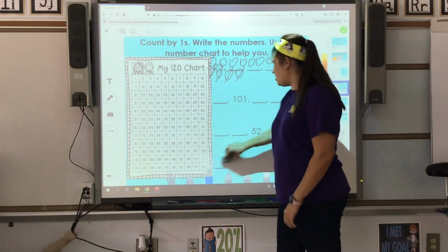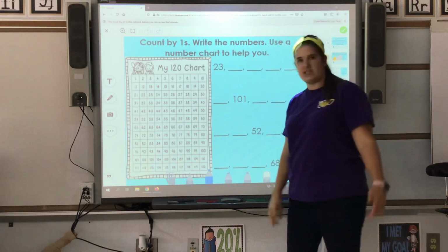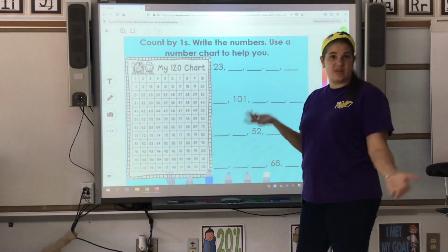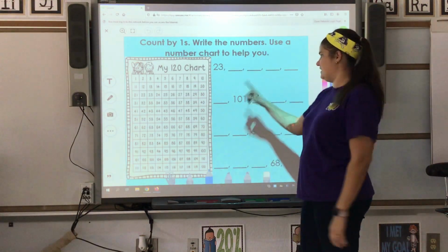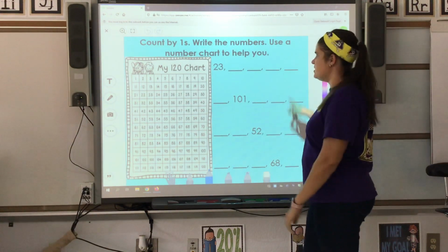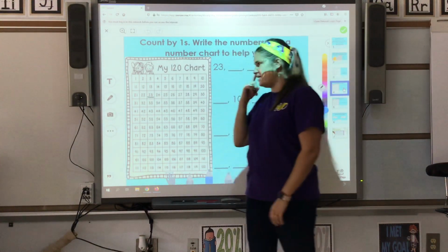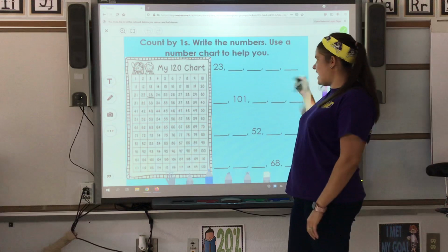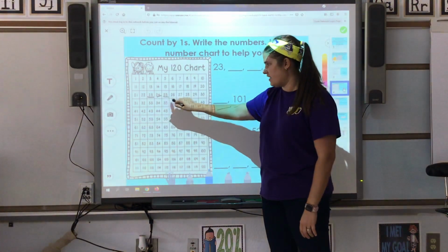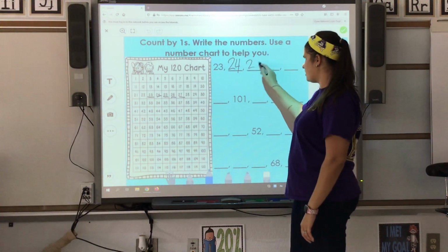So in order to count up, we are going to use the number chart to help us. When we use this number chart, we're going to find the first number shown in our line and go on from there, whether we need to go backwards or forwards. So our first one is 23. So I'm going to put a line underneath the 23 because I need to come up with the next 4 numbers. 23, 24, 25, 26, and 27. So that's what I'm going to write over here.